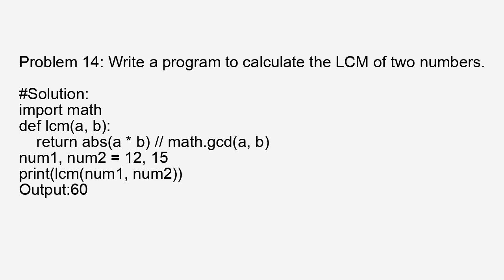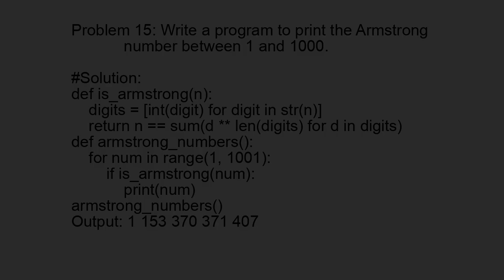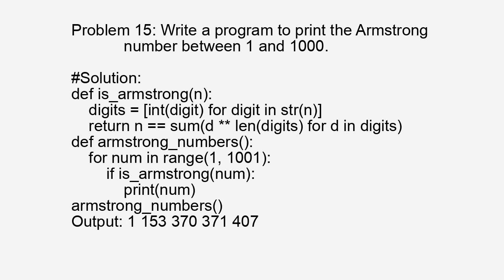Problem 14. Write a program to calculate the LCM of two numbers. # Solution. import math. def lcm(a, b): return abs(a*b) // math.gcd(a, b). num1, num2 = 12, 15. print(lcm(num1, num2)). Output: 60.